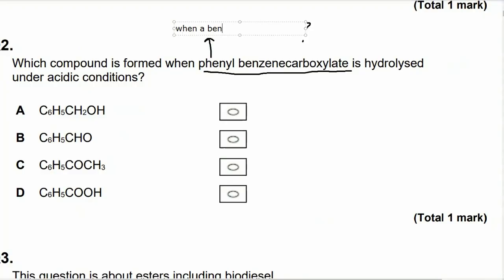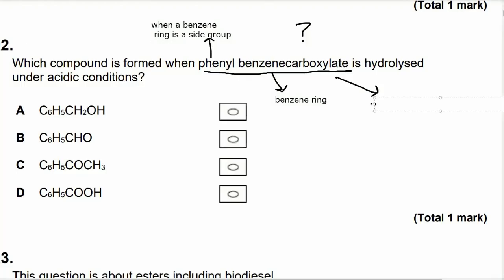Well, remember, a phenyl group is simply a benzene ring that's a side chain of another molecule. And then we've actually got a benzene ring here as well with the name benzene. So that means we've got two benzene rings in this molecule. And then we've got carboxylate, and that's like ethanoate, propanoate, the part of an ester that comes from the carboxylic acid. Or if you have a salt of an acid, something like sodium ethanoate, then that's the carboxylate group. So here we go. We've got to combine all of these together.